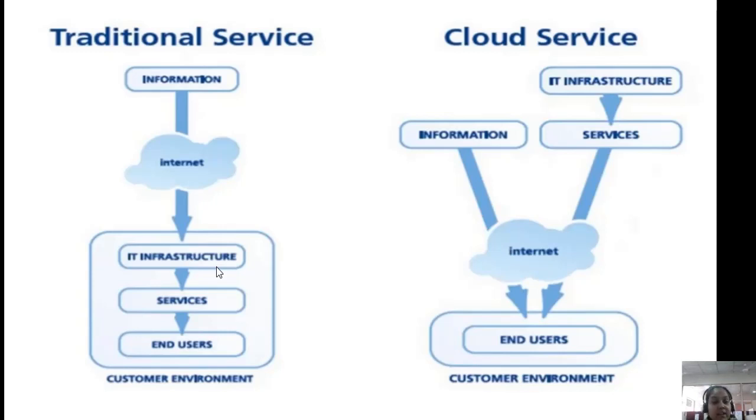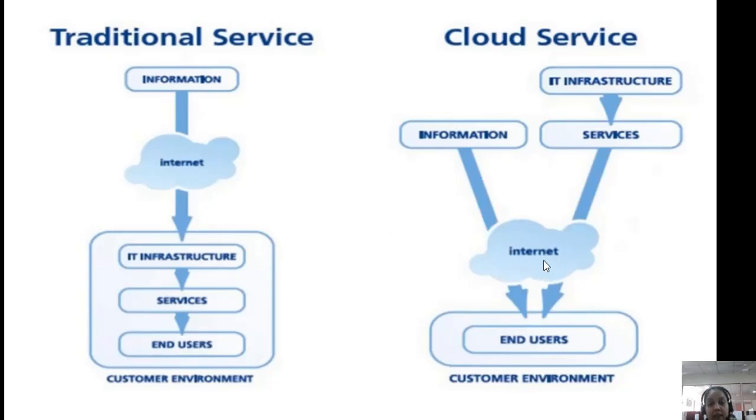So it is very important to manage these three things at a single instant of time. And sometimes everything falls. If the IT infrastructure falls, then services will also fall, and ultimately your end users will also be affected. Your customers would be on hold, and you won't be getting anything.